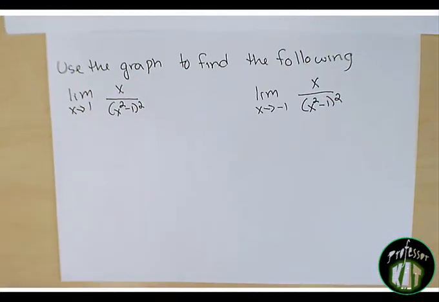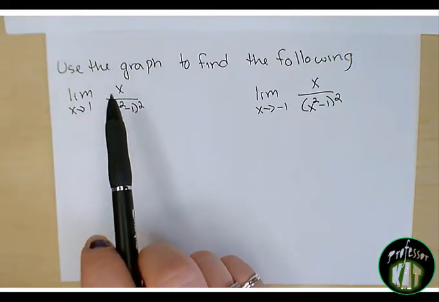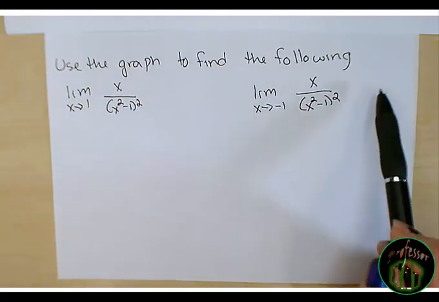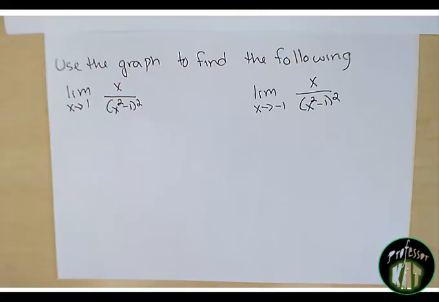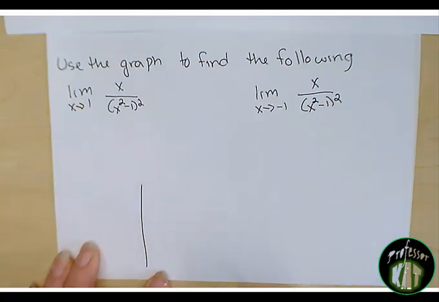Okay, so let's take a look at another example here. Let's use the graph to find the following. We're going to find the limit as x approaches 1 of x over (x squared minus 1) squared, and then the limit as x approaches negative 1 of that same function. For this problem, they want us to use the graph to help us find the limits, so that means we want to be able to graph this function.